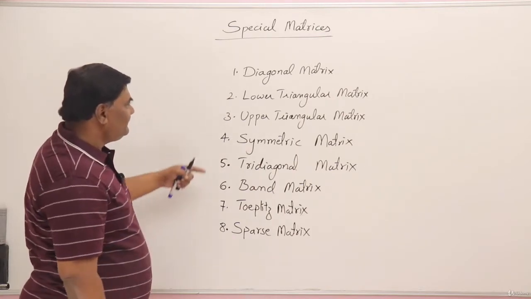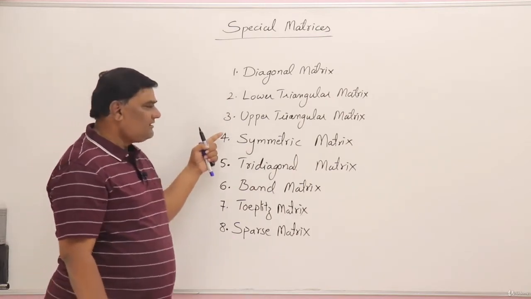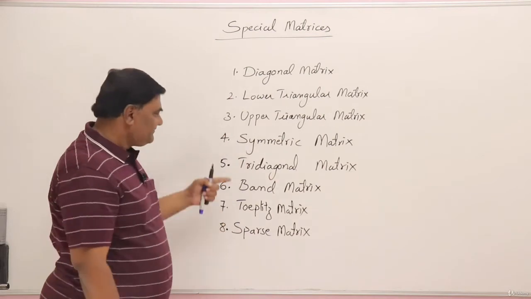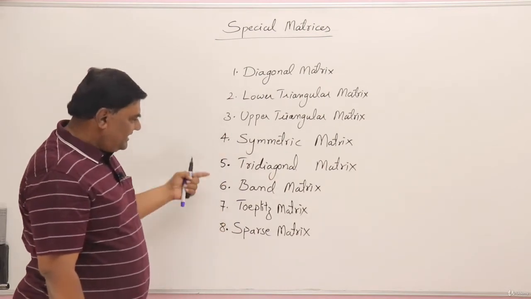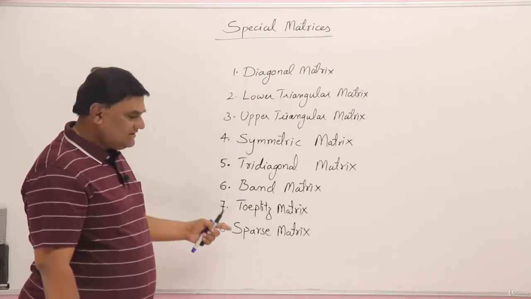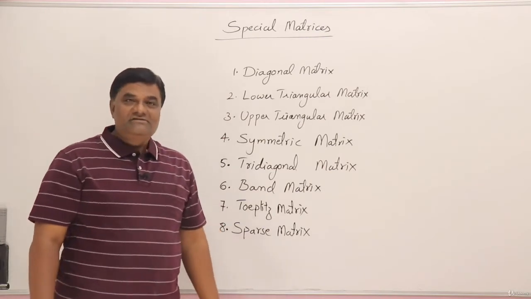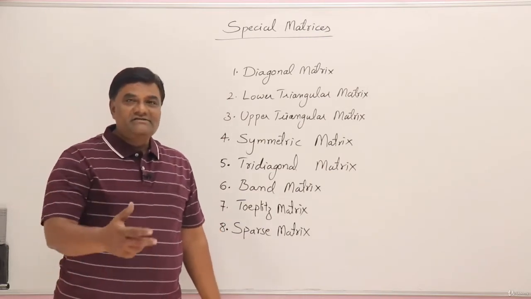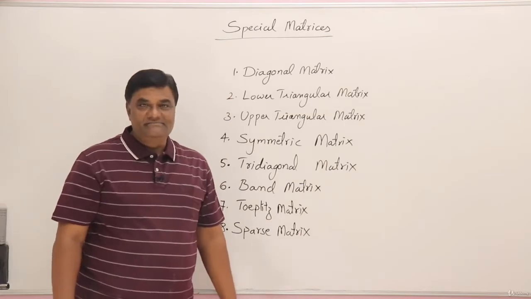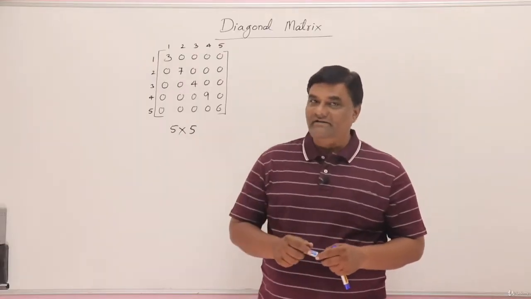I'll just read out their names, that is diagonal matrix, lower triangular, upper triangular, symmetric matrix, tridiagonal, band matrix, triplets, and at last we'll learn about sparse matrix. So let us start with diagonal matrix. This is a diagonal matrix.